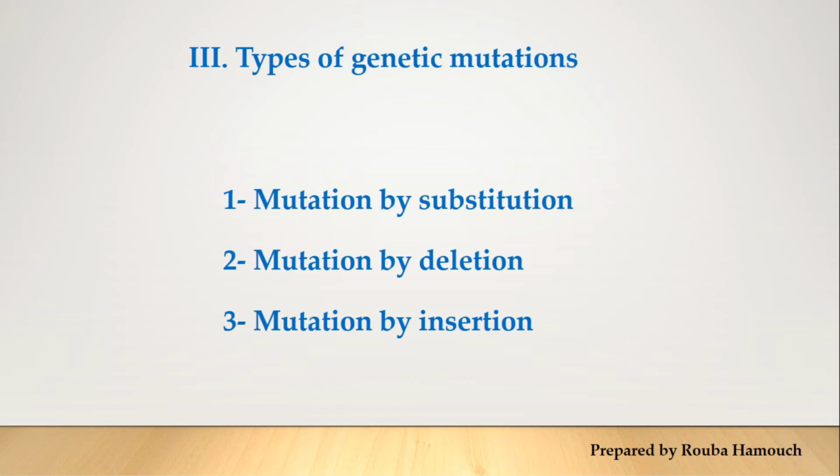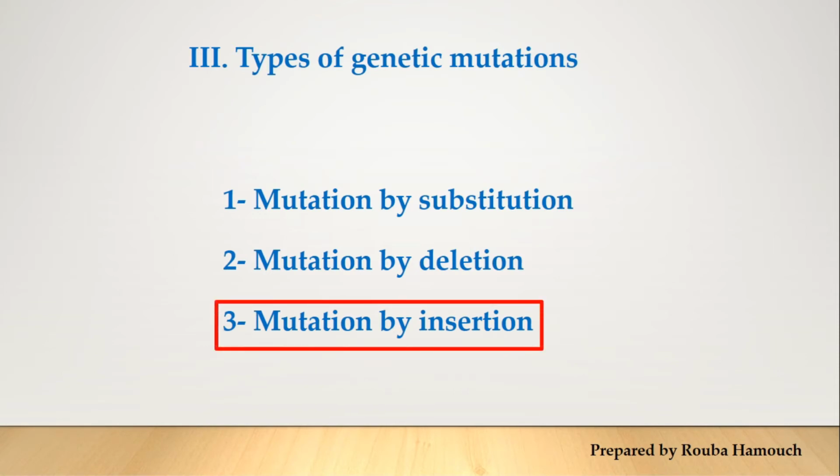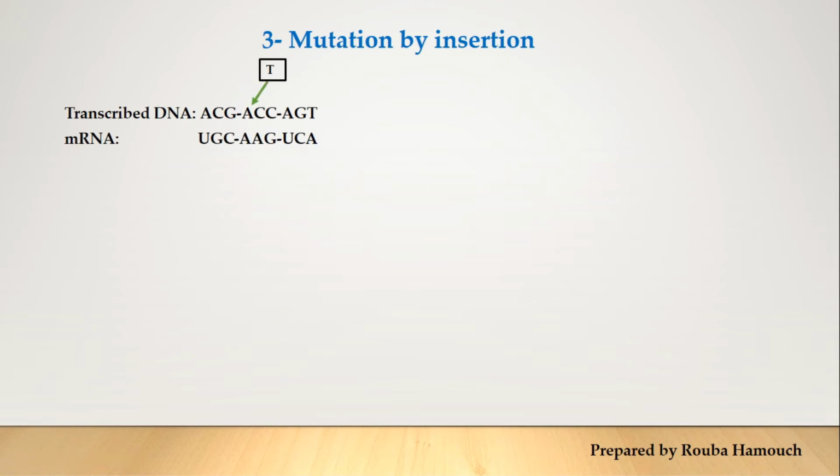Now we pass to the third type of mutations, which is the mutation by insertion. It's the opposite of the mutation by deletion. Here we have a loss of a nucleotide. Here we have a gain or an addition of a nucleotide. So let's suppose or imagine that a nucleotide T is added in the second codon between A and C. So the consequence will be T is inserted between A and C.